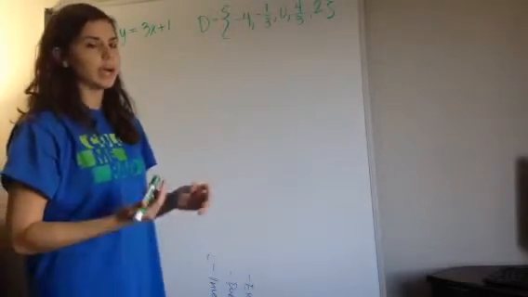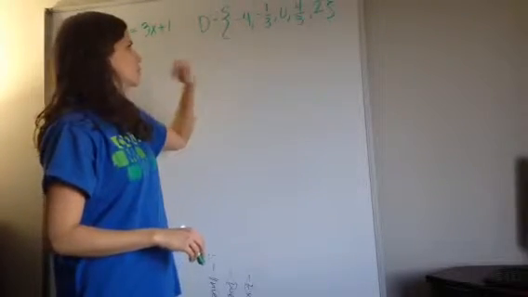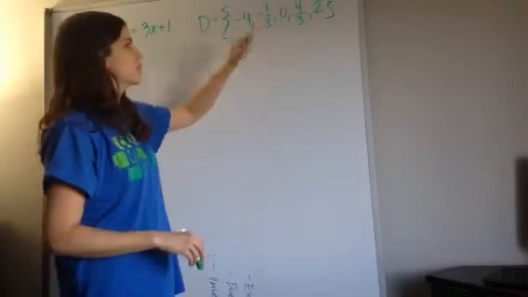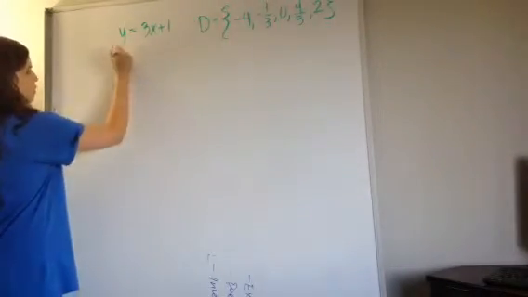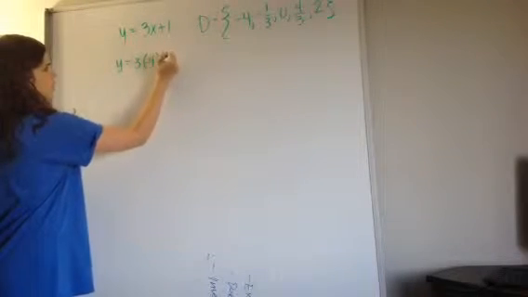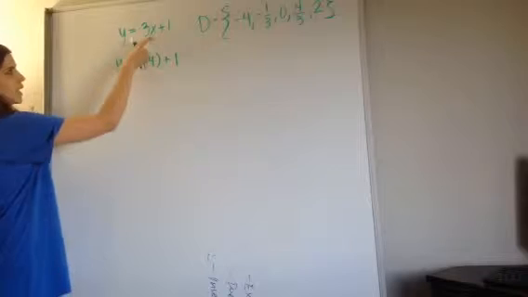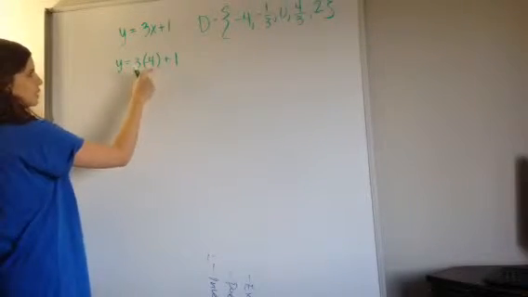So basically they're asking you to find, what's the point if the x value is negative 4? What's the point if the x value is negative 1/3? And so on. So that means that I'm going to find the point first if the x is negative 4. So I just plugged in negative 4 where x is. So 3 times negative 4 is negative 12.